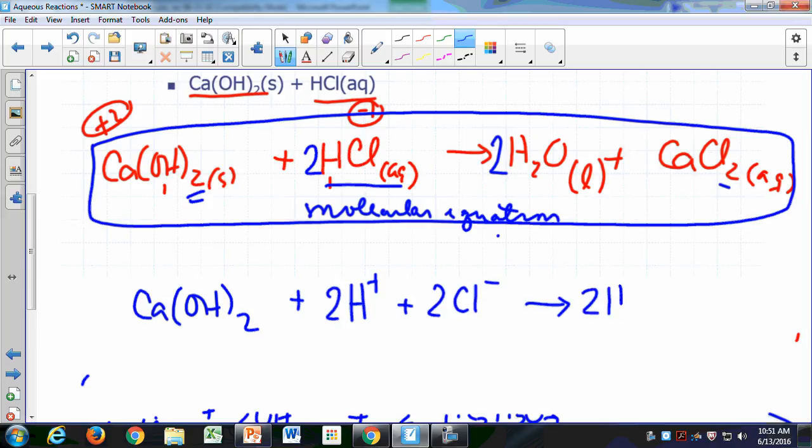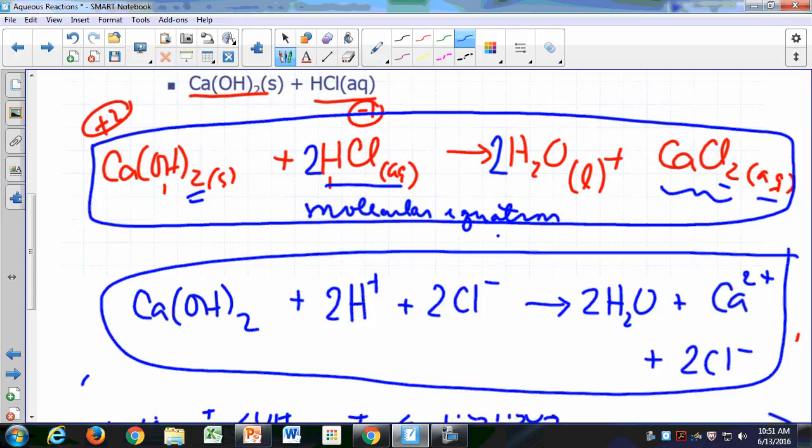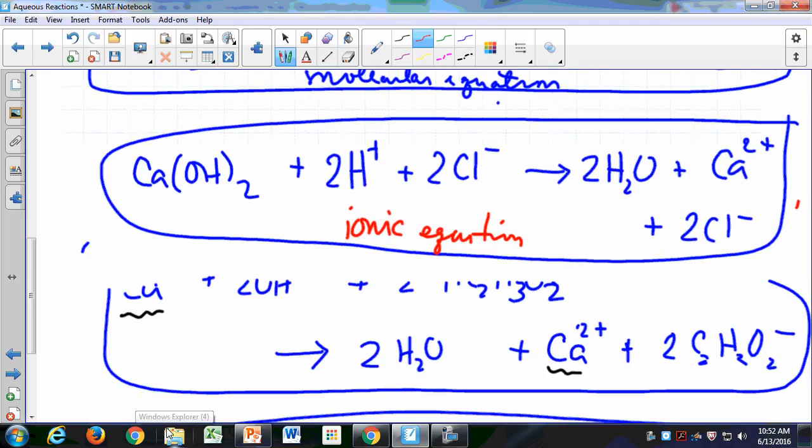Gives me 2H2O plus calcium chloride in aqueous solution, so I have to separate that. That's an ionic compound, calcium plus 2 chlorides. This is my ionic equation.